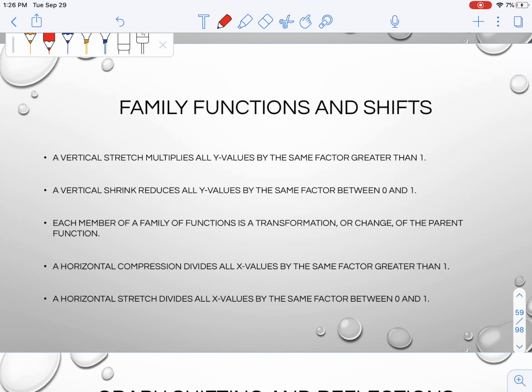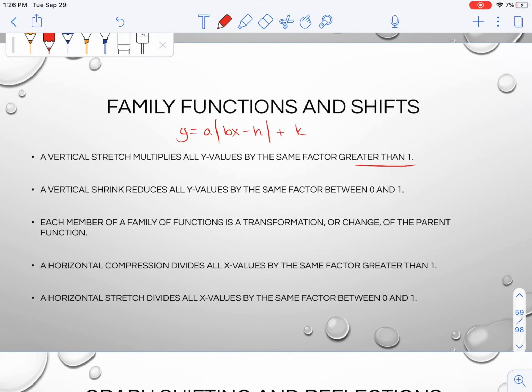Again, vertical stretch is multiplying, and let me use the absolute value one. So y equals a times the absolute value, and I'm going to put bx minus h inside the absolute value, and plus k. So if I have a vertical stretch, I'm going to have some a value out here that's going to multiply and change all of my y values by whatever factor a we have. If it's a stretch, a is greater than 1. If I have a vertical shrink or a vertical compression, I have an a value that is between 0 and 1. And again, it's multiplying all the y values by that same number, so maybe 1/2 or 1/3.